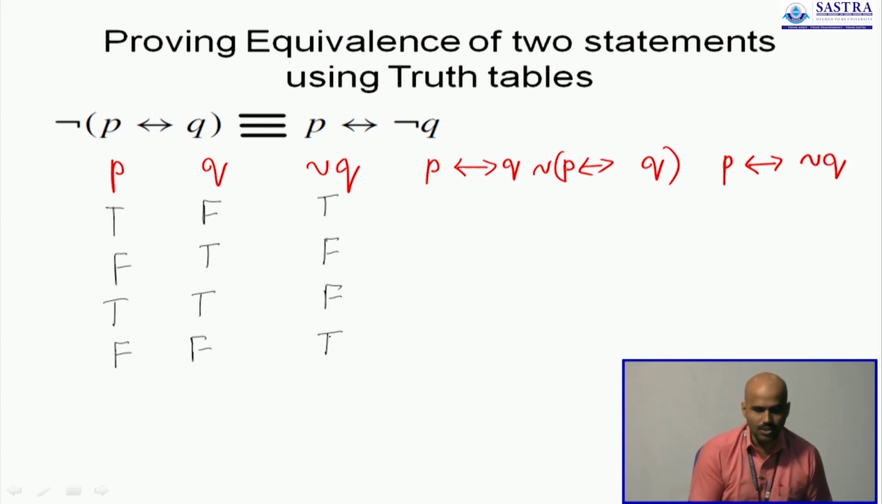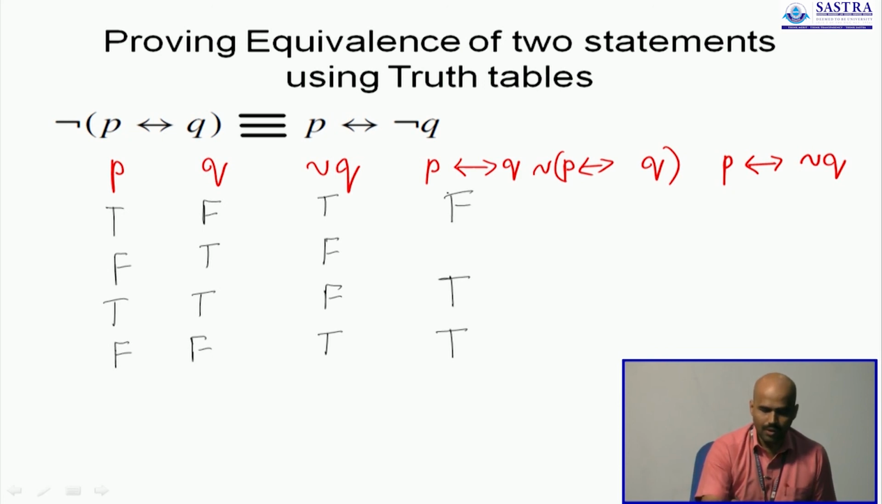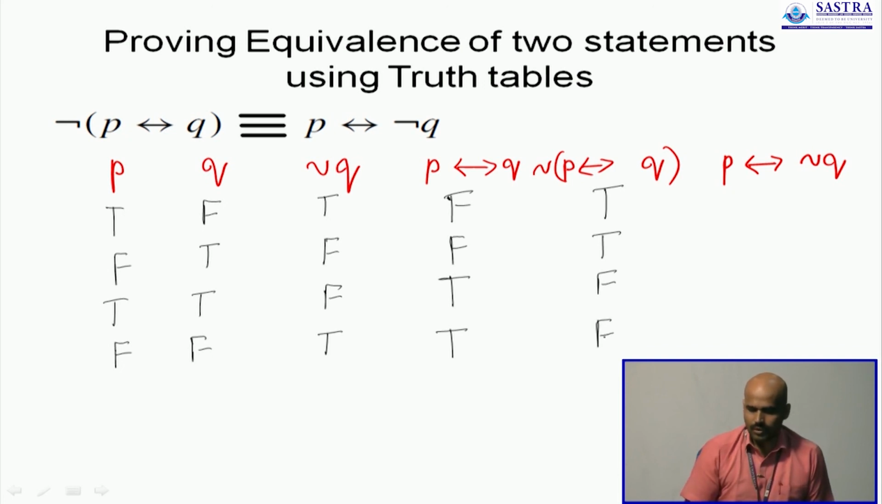Column 4 is a biconditional involving P and Q. And you know that a biconditional is true only when both are true together or both are false together. That happens in rows number 3 and 4. So we have a true value only in rows 3 and 4. It's a false value in others. And now we are asked to negate this. Negation of column number 4. So we'll just flip the answers. Get these.